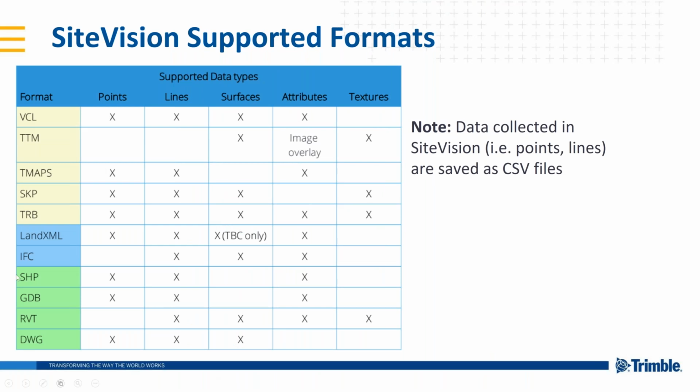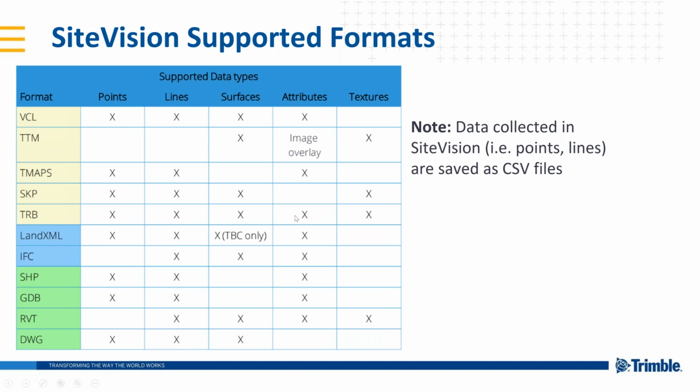So the top row here, and I guess this is kind of yellow, these are Trimble formats, the VCL, TTM, T-maps, which you get out of Trimble Connect. You can create maps in Trimble Connect, SketchUp files, and the TRBs. These all come out of Trimble TBC or Connect. And then we have the open source data, the LandXML, and the IFCs.